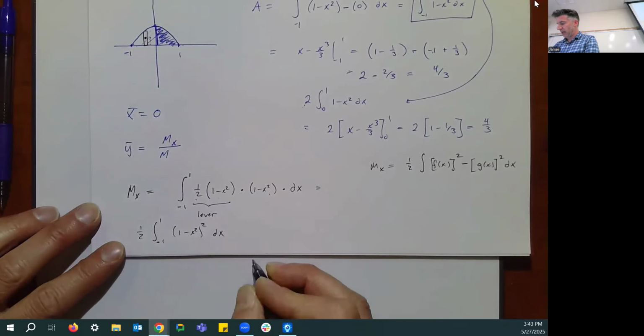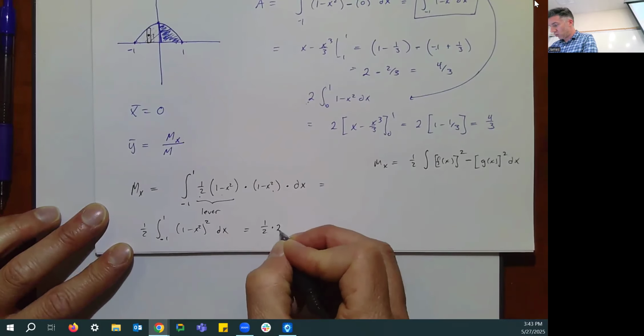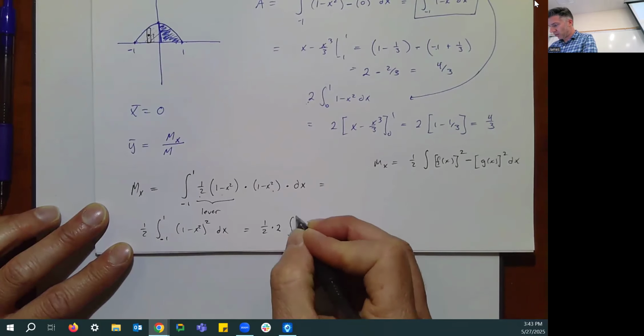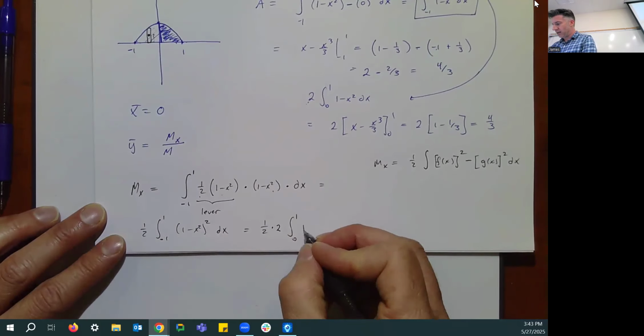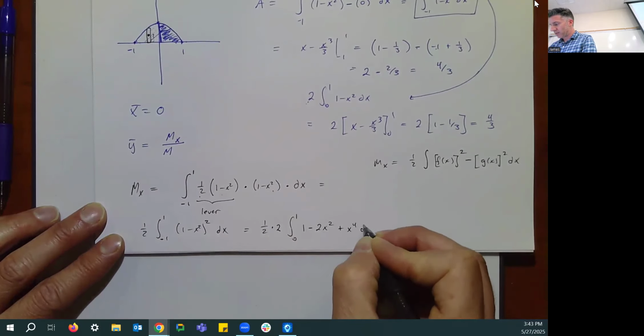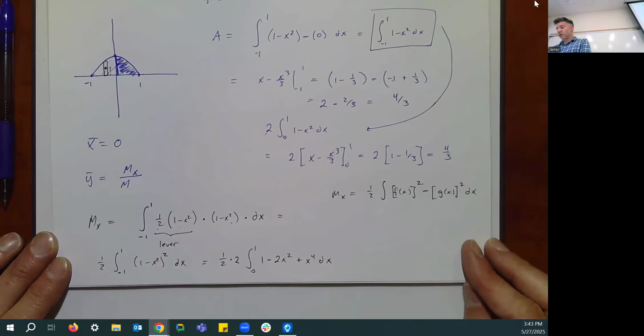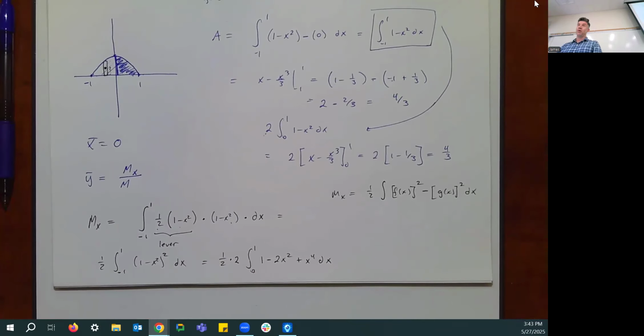But then we're going to rewrite it as, watch carefully, 1/2 times 2 times the integral from 0 to 1. And if we multiply this out, it's going to be 1 minus 2x squared plus x to the 4th. And we definitely know it's an even function. You can either know it's even by noting that it's a polynomial whose powers are all even, or you could literally plug in -x for x and see that you still get the same function. If you replace every x with a -x, nothing changes. That means it's even.